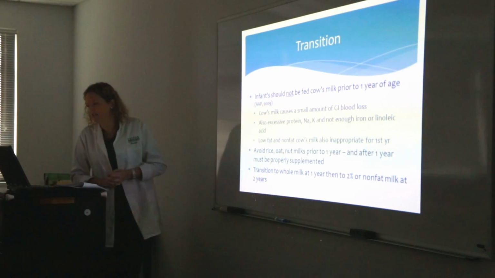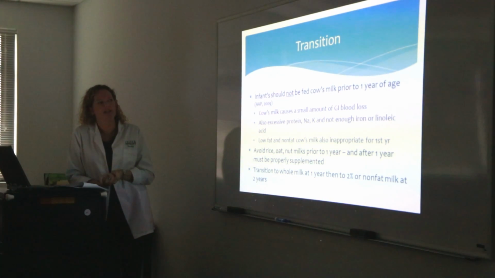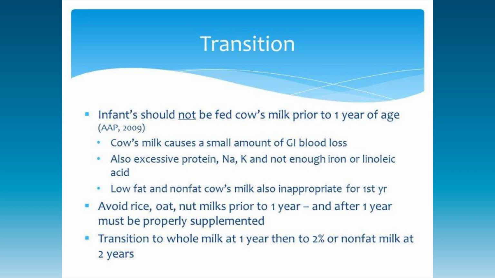Okay, when you're transitioning, when they reach that 1 year point, we want to try to transition to cow's milk, but not before. It can cause GI bleed. Cow's milk has excessive protein, sodium, and potassium. It doesn't have enough iron or linoleic acid, so that's why we wait till 1 year of age.